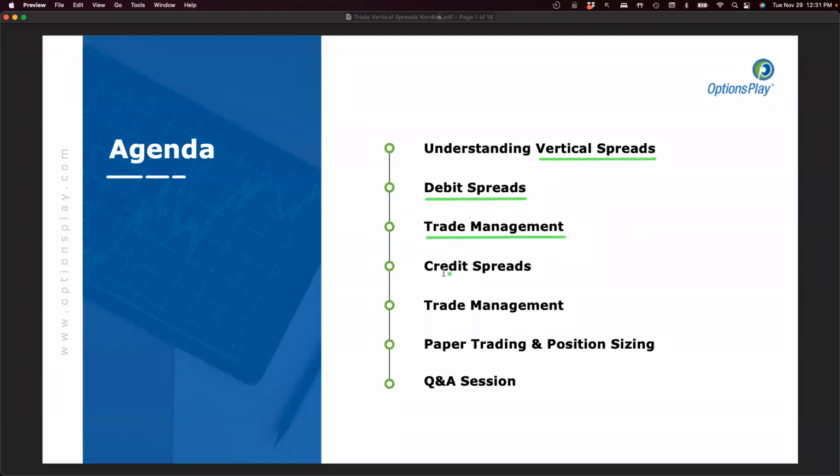Then we're going to talk about the second most popular vertical spread, which are credit spreads. We're also going to dive into them and show you how to manage these trades once you're in them. And then I want to talk a little bit about paper trading, how you can test out these strategies if you're brand new, and a little bit about position sizing so that you can understand how to size these appropriately for your portfolio before we end this for our Q&A at the very end.